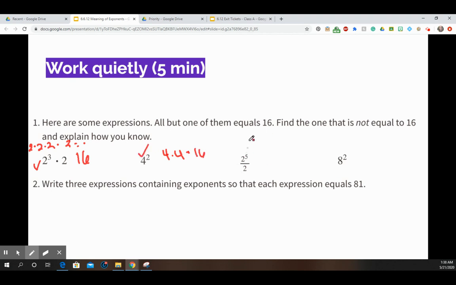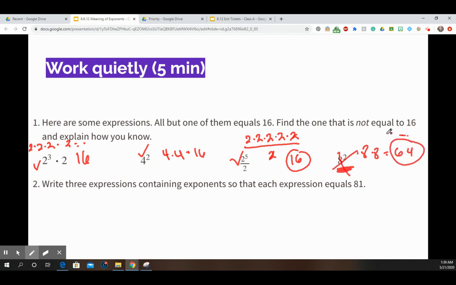This one might have been a little tricky for some of you guys. 2 to the 5th means 2 times 2 times 2 times 2 times 2 divided by 2. I can cancel out one of those 2's. So I'm left with 2 to the 4th here. 2 times 2 is 4. 4 times 2 is 8. 8 times 2 is 16. So I'd be left with 16 here as well. This can also stay. This was the tricky one, 8 to the power of 2. They wanted you to think of 8 times 2, but we know that 8 to the power of 2 means 8 times 8, and that's equal to 64. So hopefully you didn't get tricked. This one is not equal to 16. Okay.